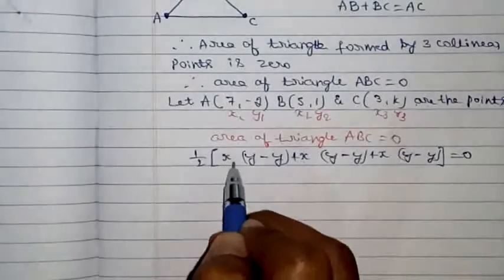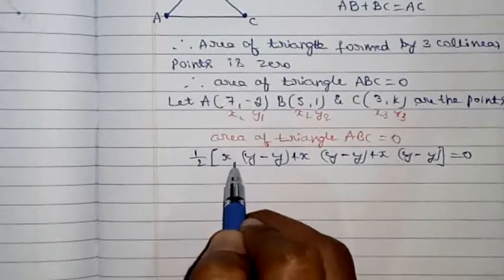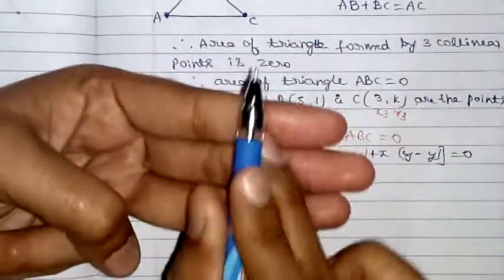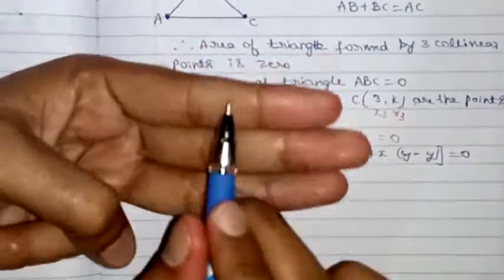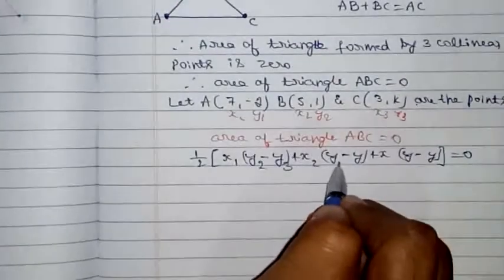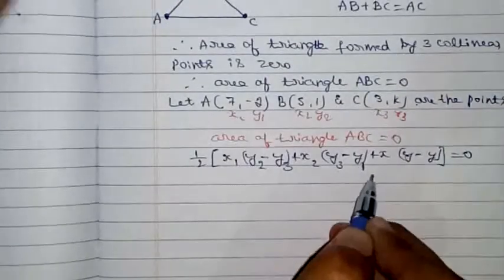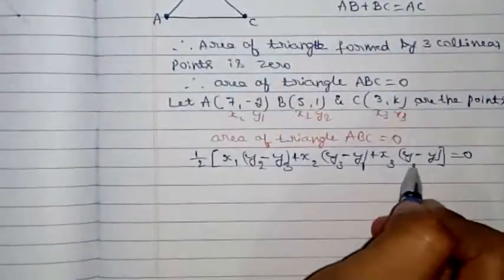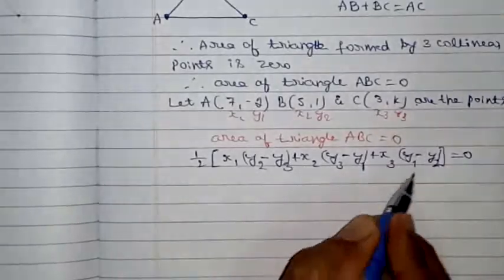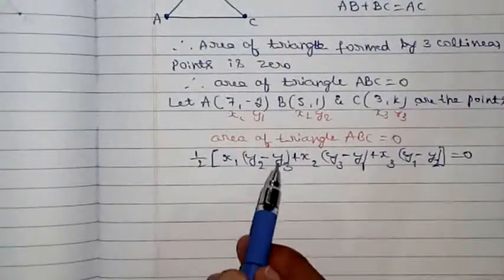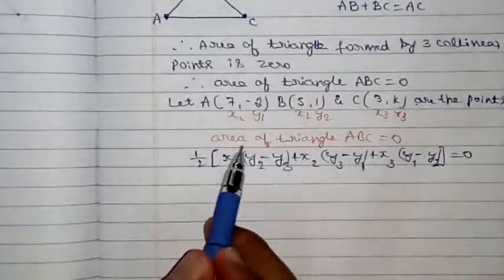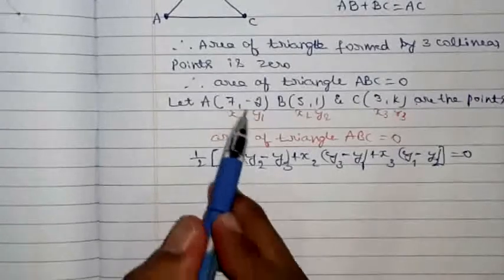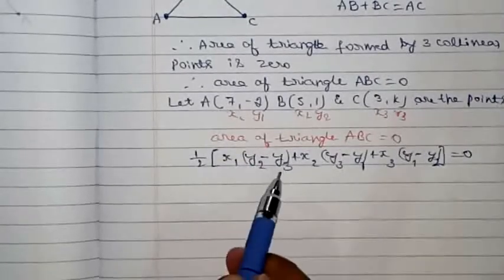Now write down the numbers as usual. First you need to write 1, 2, 3. Afterwards 1, 2, 3. Next 2, 3, 1. Next 3, 1, 2. Now this is the formula. Now you have the values, you have the formula, and you have the condition for collinear points. So now apply the values to this formula, simplify it, and find the value of k.